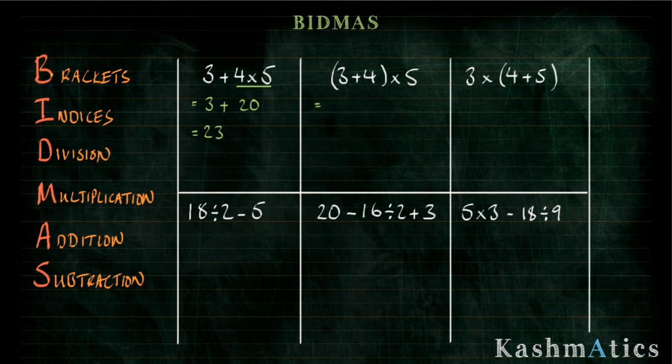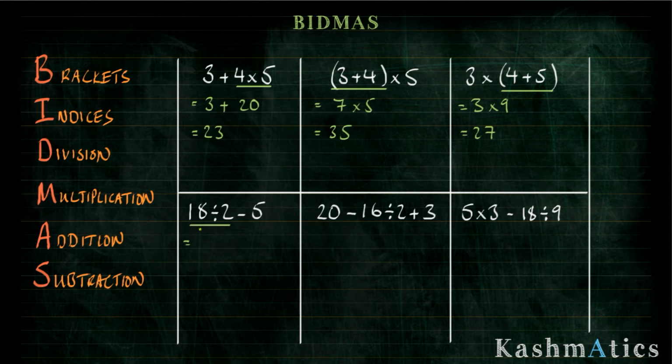In the second example, do we have any brackets? Yes, we do. So I'm just going to underline that. Okay, so I need to do the bit in brackets first. 3 plus 4 is 7. Times by 5, and I've only got one operation left, so there's no need to go through the rest of BIDMAS. So 7 times 5 is 35. And this question over here, 3 times 4 plus 5, and the 4 plus 5 is in brackets, so I need to do that first. So this gets done first. So it's going to be 3 multiplied by 9, and because there's only one operation left, I just do it, and that is 27.